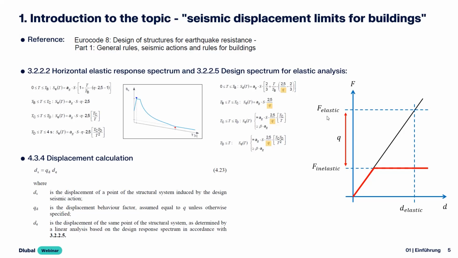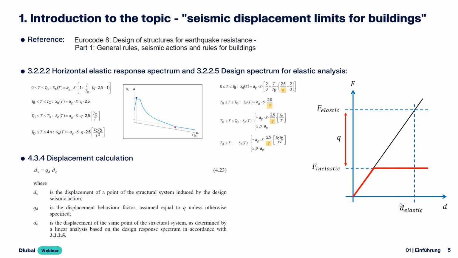And the ratio between elastic and inelastic forces can be summarized as this behavior factor Q. That's what Q tells us on the axis of force. And let's see now what happens on the axis of displacement.